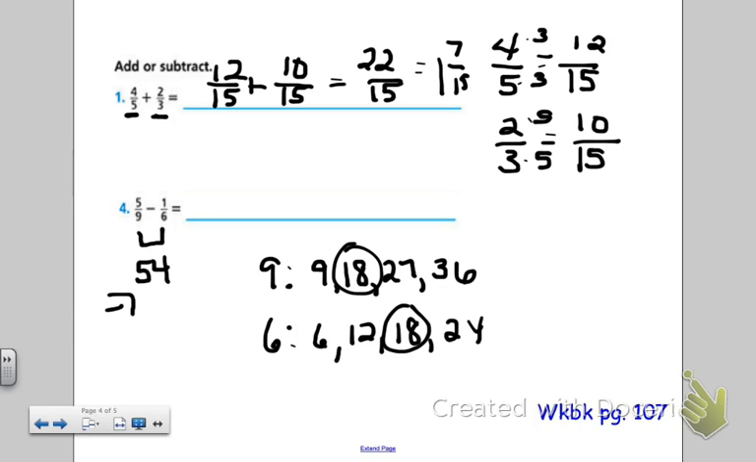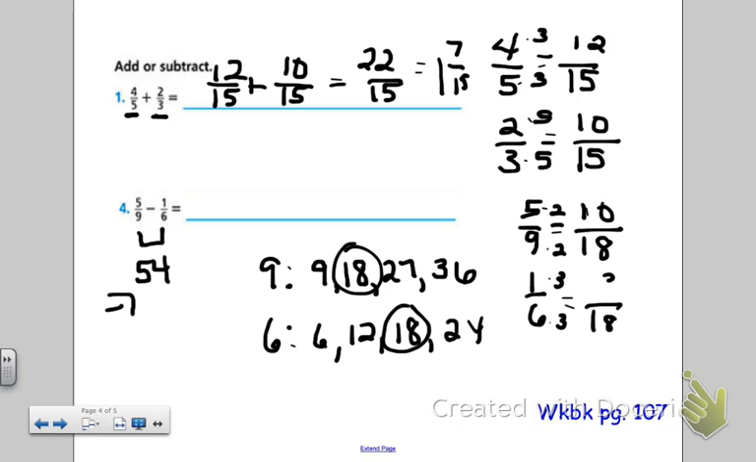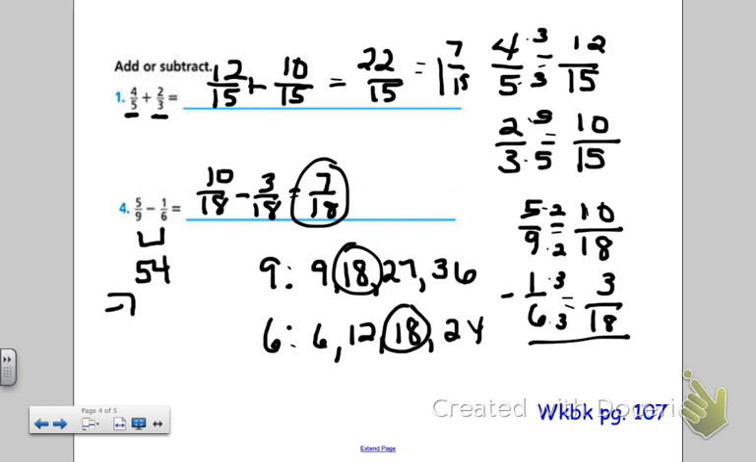Now if you use 54, that's not wrong. It just might mean that you'll have to do some more simplifying at the end. So let's see, maybe I'll try both. 5/9. Let's see what that would look like out of 18. That would be 10/18. And the 1/6, if I turn that into an equivalent fraction with 18 as the denominator, I have 3/18. 10/18 minus 3/18 is going to give me 7/18. That's if I choose to use 18 as my common denominator.